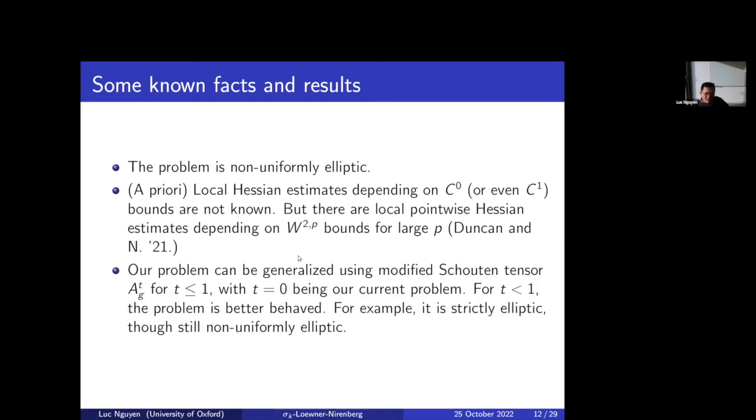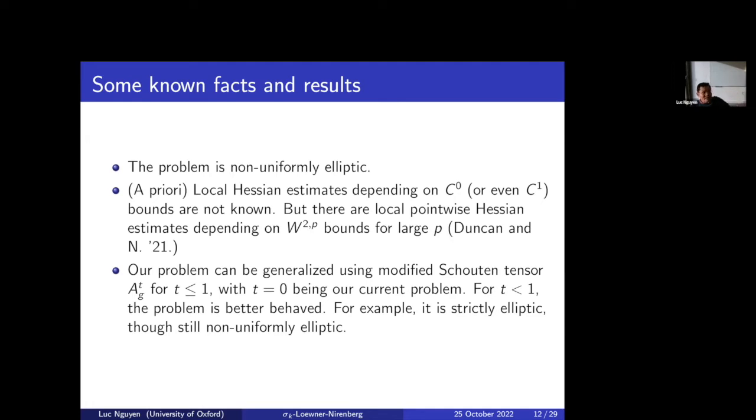Now, another problem that has been considered in the literature as well is to replace the Schouten tensor by the so-called modified Schouten tensor A^t, where t is allowed to be less than or equal to 1, with t equal to 1 being the problem we are considering. So for t less than 1, the problem is somewhat better behaved. If we just look, for example, at ellipticity, then even though the problem is still non-uniformly elliptic, it actually has better behavior from below.